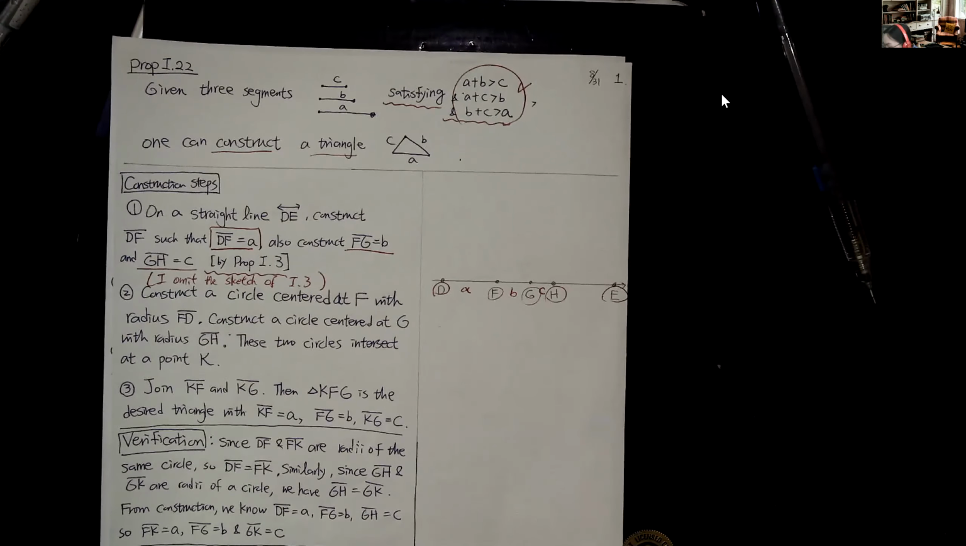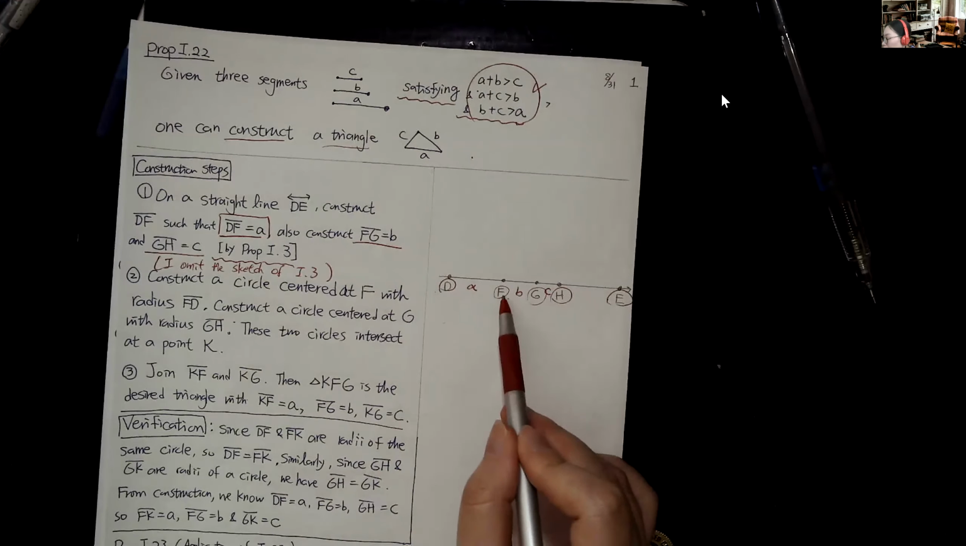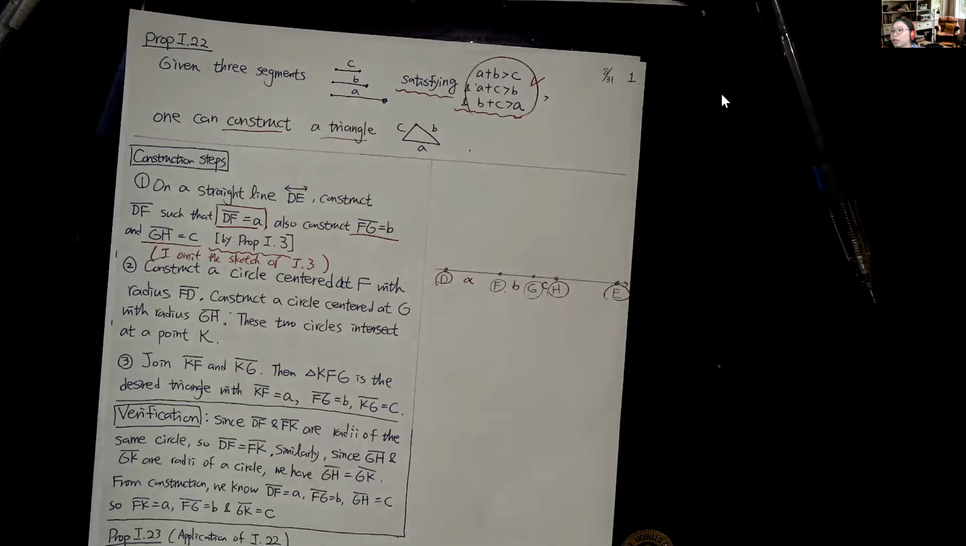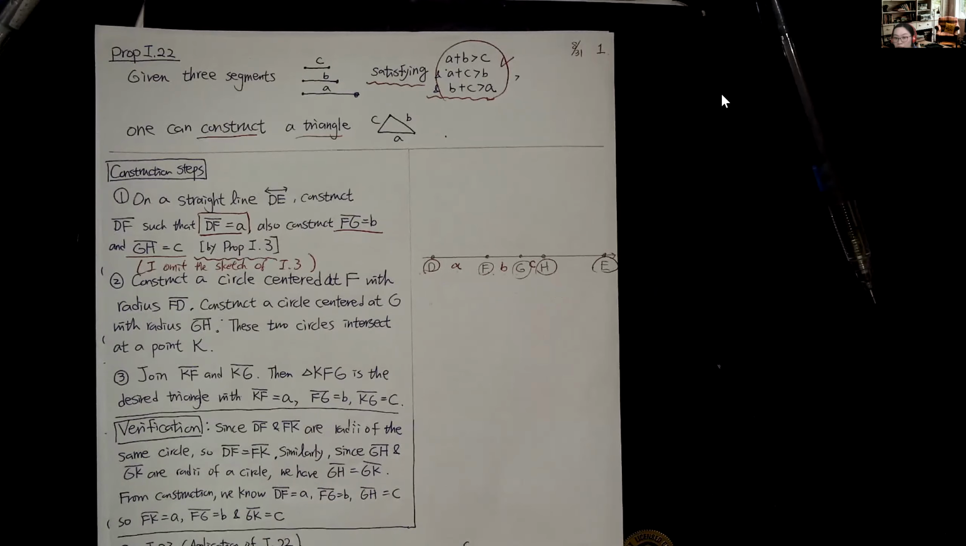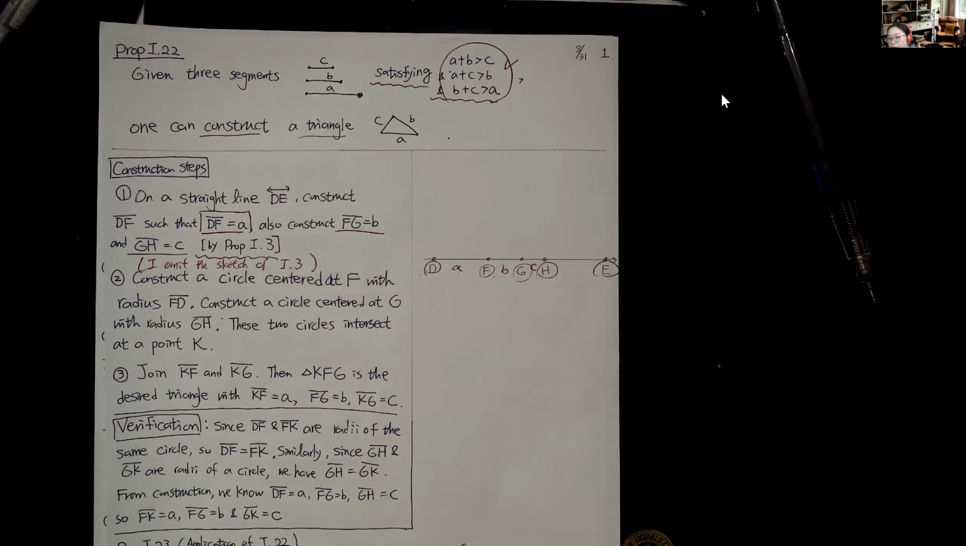So from now on, let's just assume DF is equal to the A segment given, and FG is equal to B, and GH is equal to the third segment I want here. From here, everything will be much easier. Otherwise, I need to spend another 10 minutes just to do construction one. Once you have everything cut off from the longer line DE, the rest of it is super straightforward.